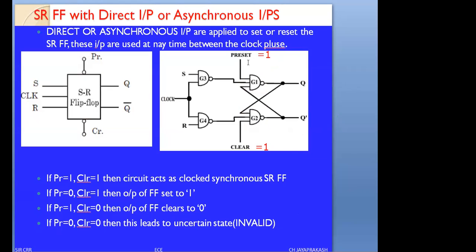G1 చెక్ చేయండి, G1 లో preset 1 అప్లై చేసాం. It is waiting for the response from G3 and the feedback Q bar. Similarly, if you observe G2, the clear input equals 1. Therefore, it is not waiting for the clear. It is waiting for the G4 response and the Q bar and Q response. ఈ రెండు responses కోసం వెయిట్ చేస్తుంది. This indicates the flip-flop will work as a normal SR flip-flop with clock. అంటే clock మీద డిపెండ్ అవుతూ వర్క్ అవుతుంది.